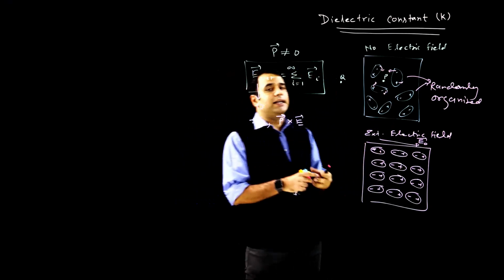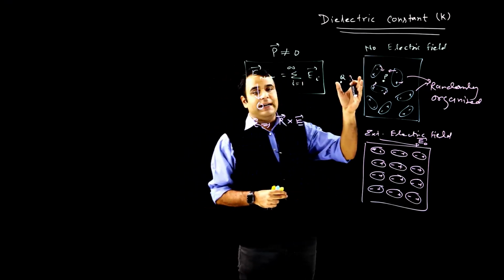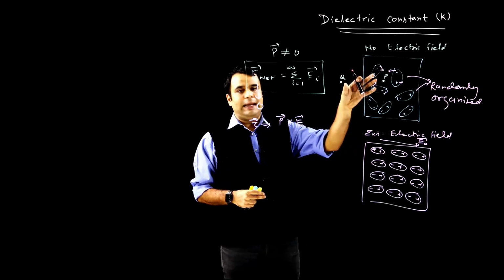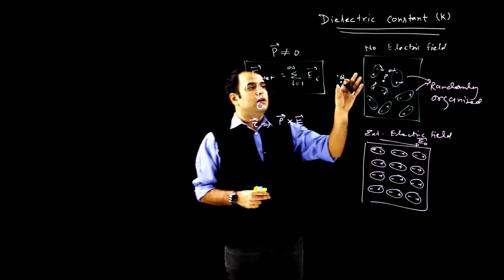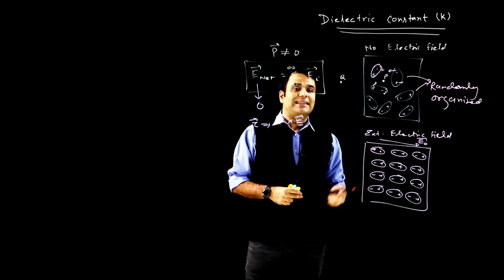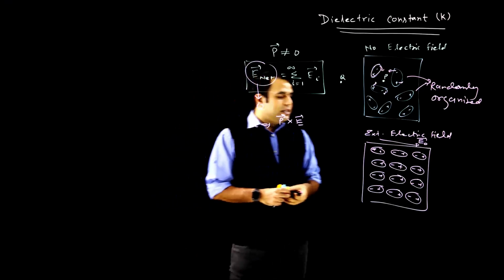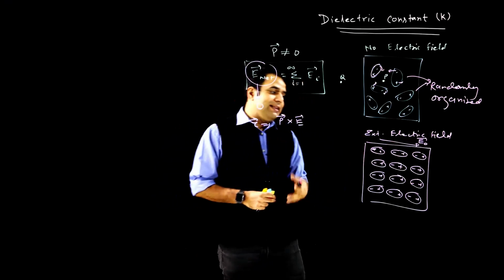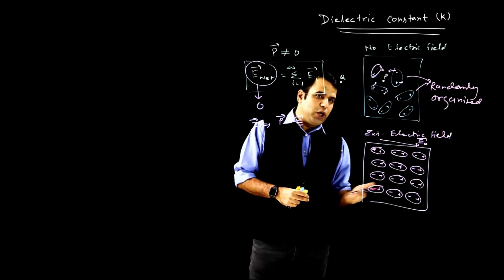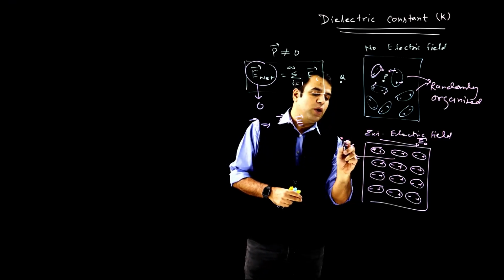And that little bit of tilting will not change the magnitude of the electric field created by the dipole, but it will change the net electric field caused by the whole system. So they will become parallel, and the electric field due to these molecules will become anti-parallel. I call that EP, the polarizing field.